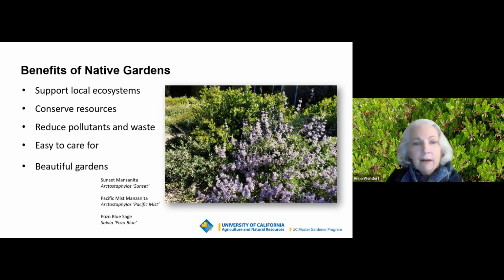So here we have a sunset manzanita in the background. We have a Pacific mist manzanita, which is a lovely ground cover, very fast growing, on the left side. And this is a Pozo blue sage that has the beautiful flowers on it.